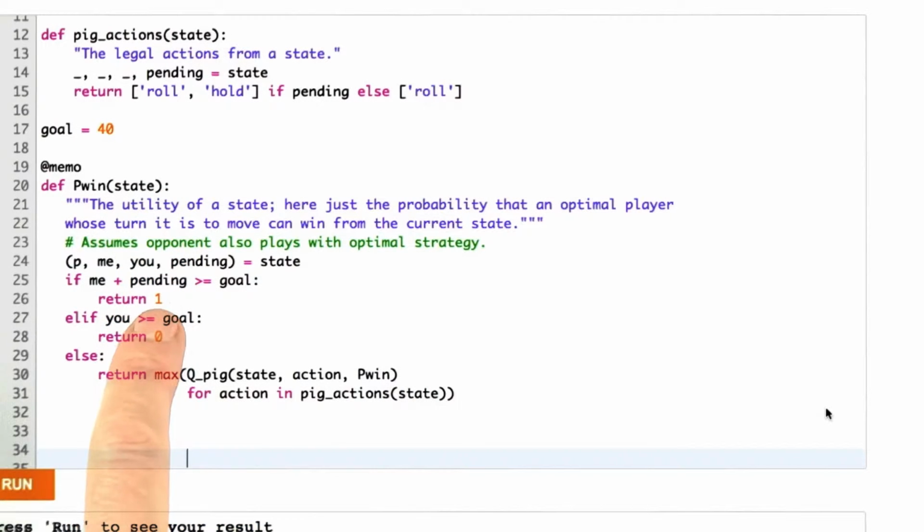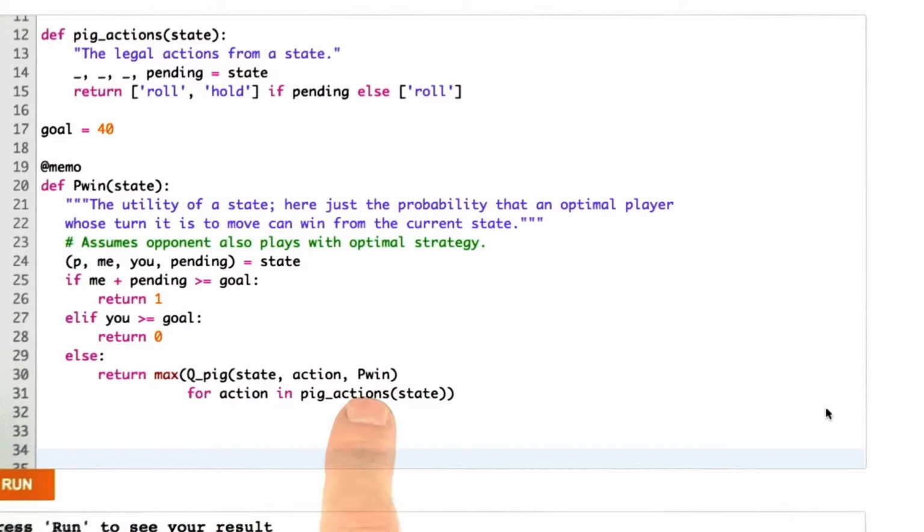So the probability of winning is 1 if my current score plus the pending is greater than or equal to goal. Then I win automatically just by reaping those pending. My probability of winning is 0 if your score is greater than the goal and I haven't won. And otherwise, my probability of winning is the probability that I get by taking the best action.